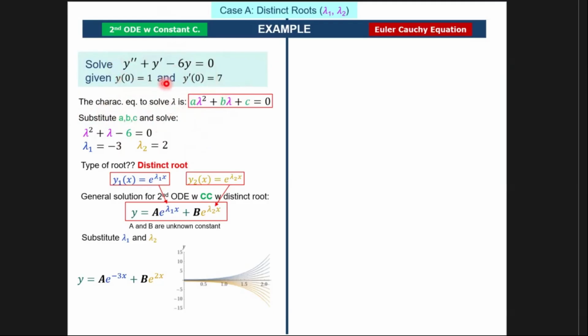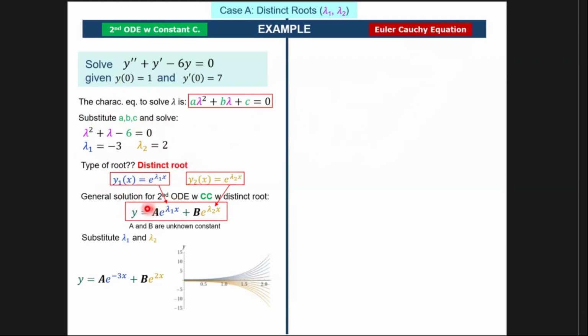So we know that this is an ODE with constant coefficient. So this is the characteristic equation. Remember, we have a different characteristic equation for the Euler-Cauchy equation, so please remember which one to use. Next step is to substitute A, B, and C and solve for the value of lambda using your calculator. Since there are two different values of lambda, we know that it is a distinct root.